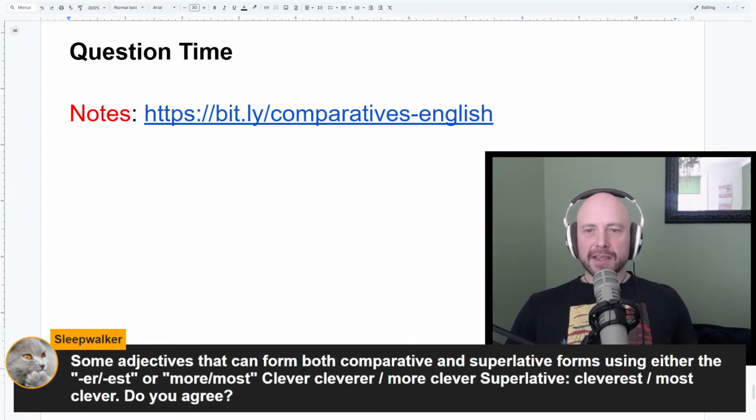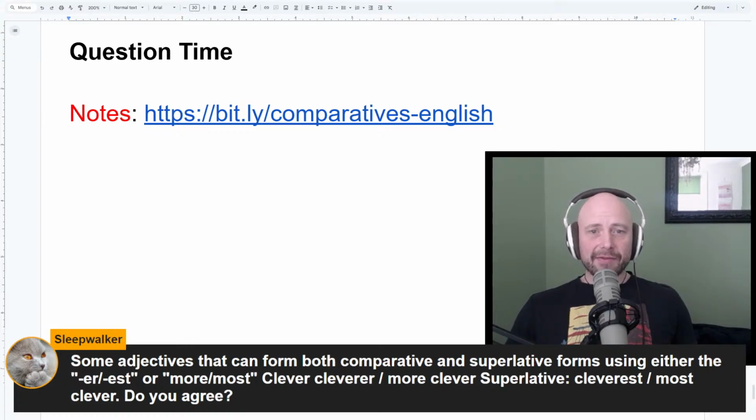Sleepwalker says some adjectives can form both comparative and superlative forms using -er/-est or more/most: cleverer, more clever; superlative, cleverest, most clever. Do you agree? Yeah, we talked about that, right? That there are some rules, and we spoke about the rules at the start of the class. However, you have to be aware that there are exceptions to the rules, and in some cases, both are possible.